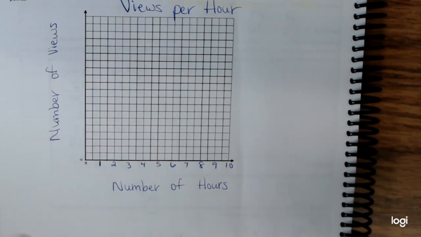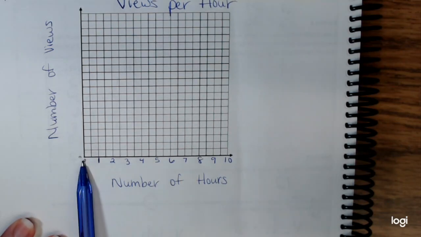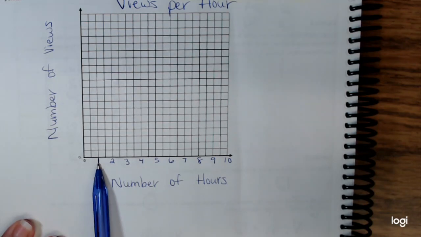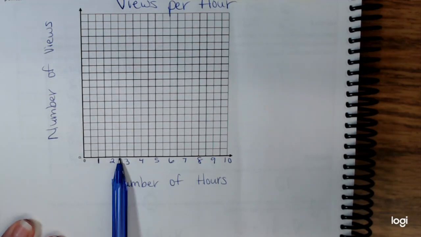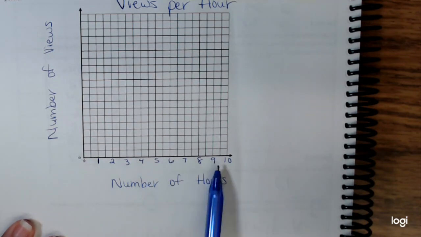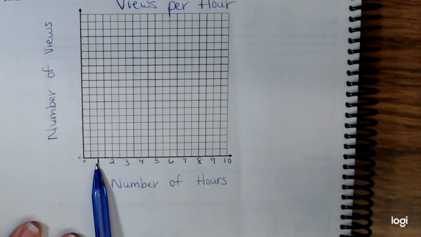All right, so I went ahead and numbered my hours. And to kind of spread it out a little bit, I skipped lines. So if you notice, they gave us a 0 here on the x-axis. And I skipped a line. I went 1, skip line, 2, skip line, 3, skip line, 4, skip line, 5, and I kept going all the way until I got to 10. Okay, so go ahead and number our hours on your x-axis, please.